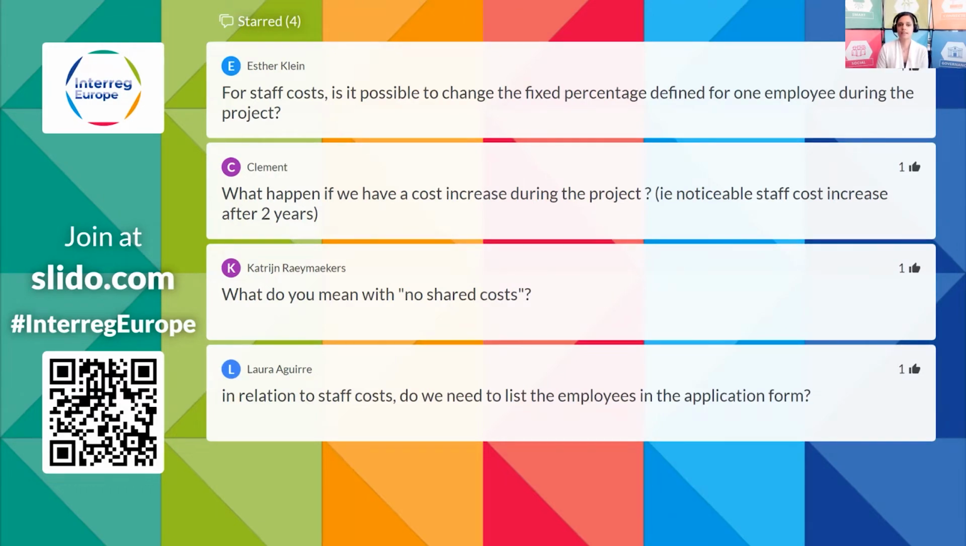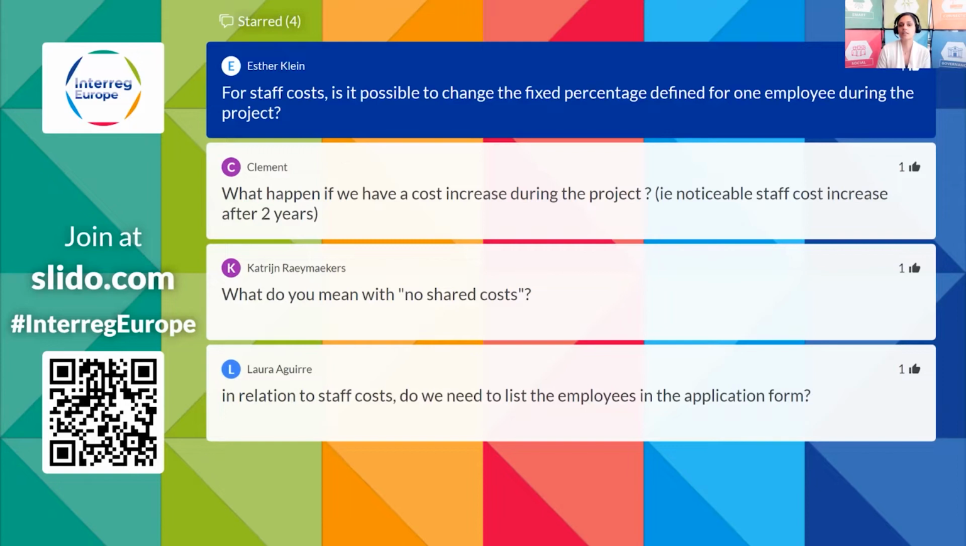Yes, this is possible. I think what we have seen in the current program is that whenever there was a change of tasks, for example, for the person who was involved in the project, then it was possible to change the fixed percentage. Or, for example, if there is an annual meeting with your supervisor where your tasks are readjusted, and this also has an impact on the project tasks, then the percentage could be adjusted if justified. And this is always discussed also with the controller who's checking the costs.